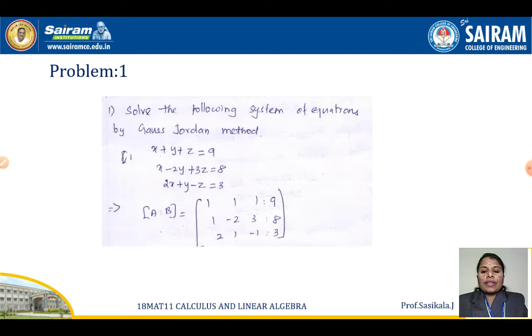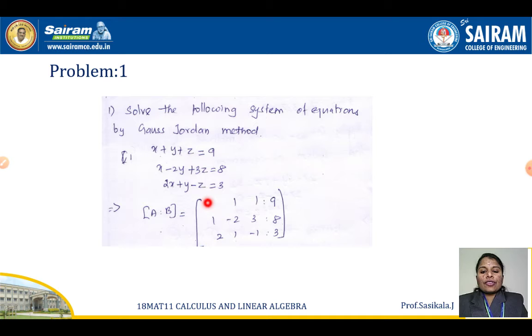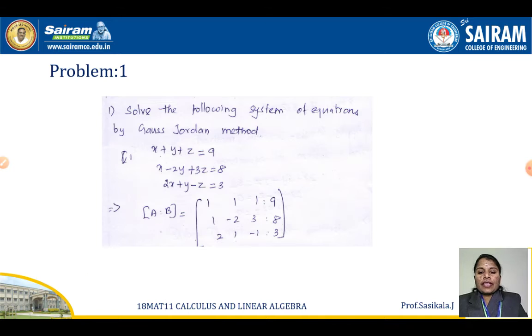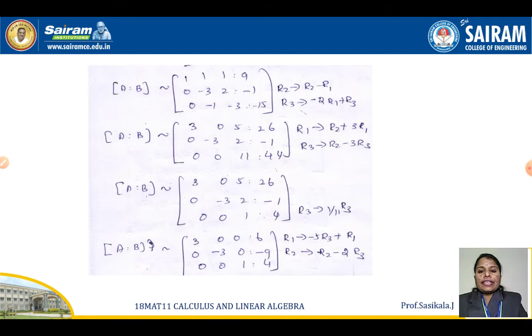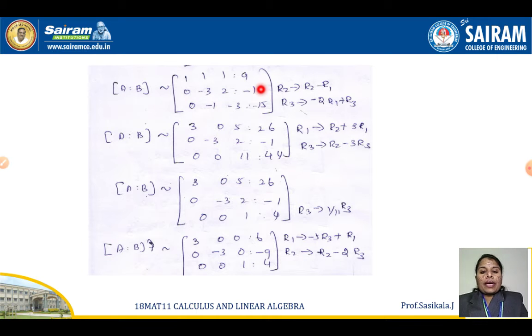So you can see R2 implies my old R2 minus R1. What is that? 1 minus 1 is 0, and here minus 2 minus 1 will be minus 3. The next one, 3 minus 1, I will get 2. The next one, 8 minus 9 will be minus 1.